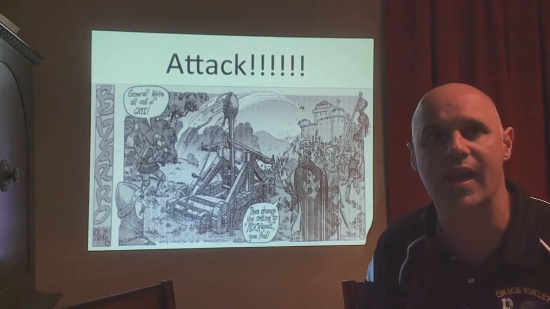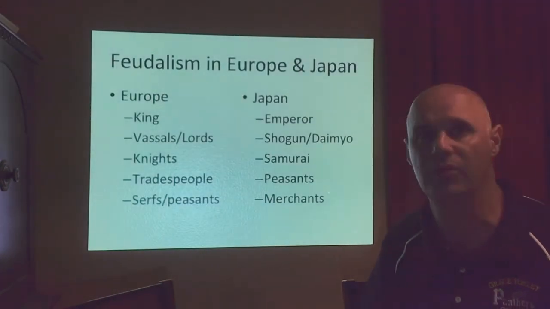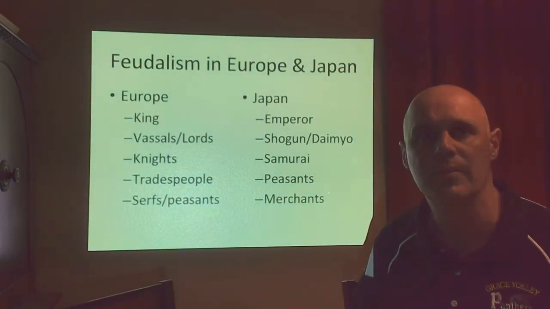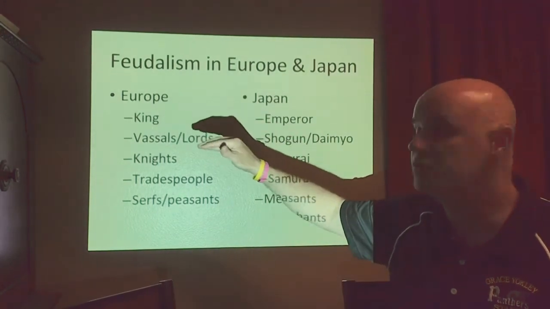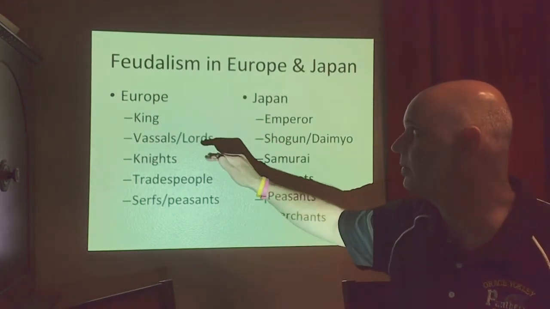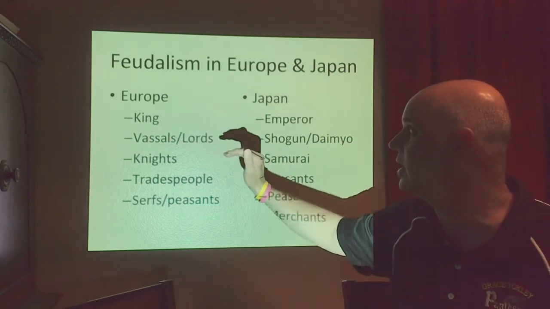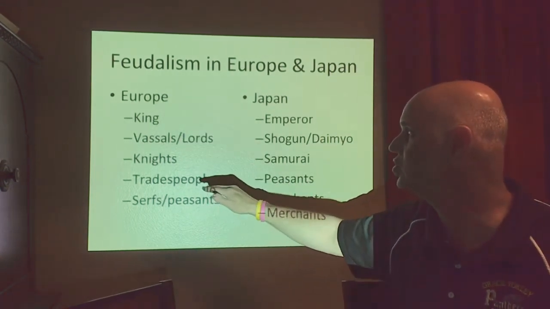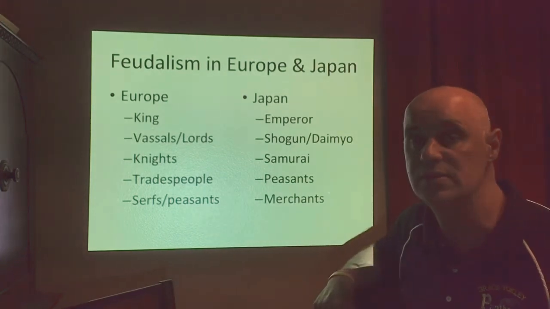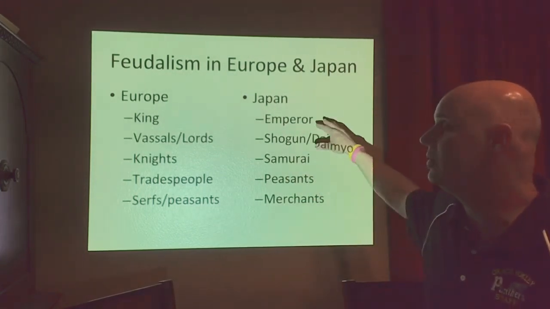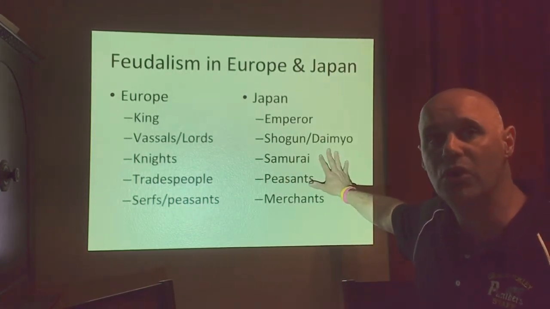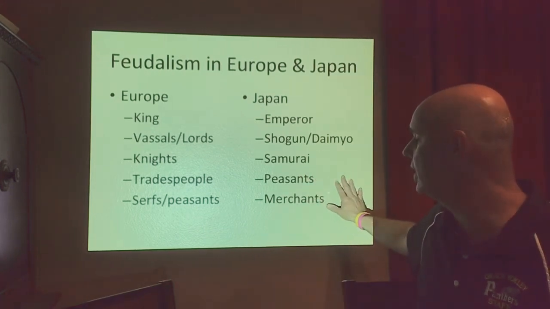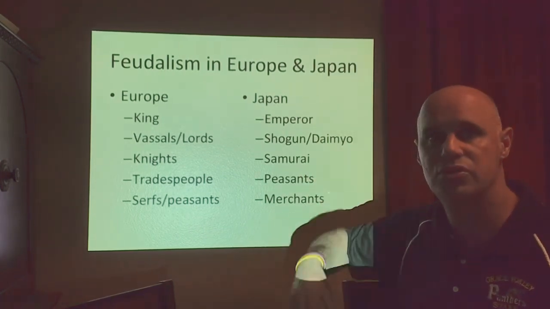So here we are, our catapults and stuff, some of our early weapons. Okay? In Europe, our feudal system is set up with the king, then vassals and lords, those who were loyal to the king, got land, and with that land they became a vassal. Then knights, tradespeople, serfs, and peasants. Make it comparable to Japan, when we talked about the emperor, the shogun and the daimyo, the samurai, the peasants, and the merchants down at the bottom.